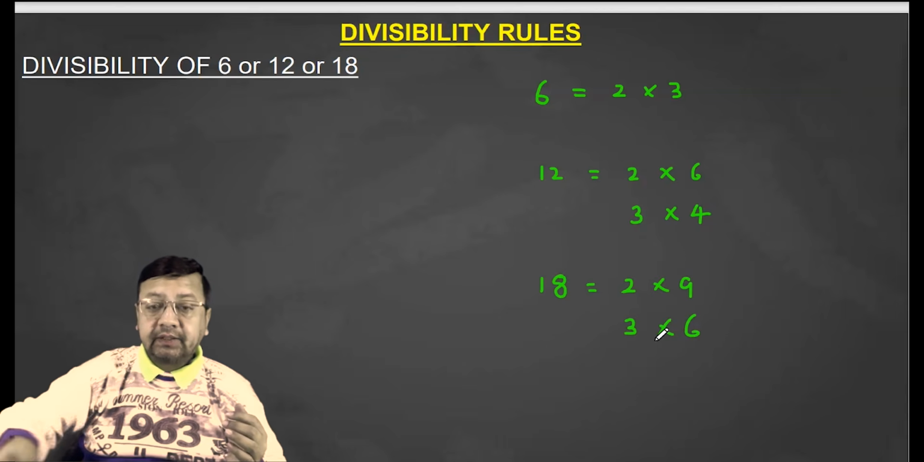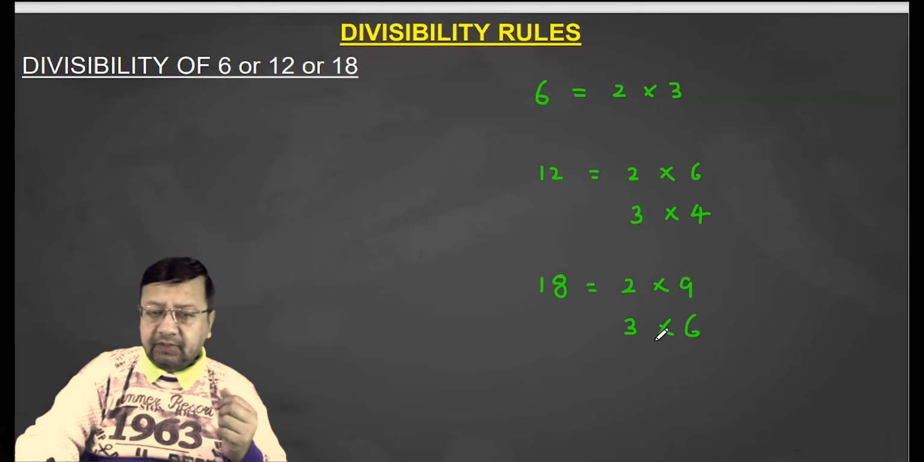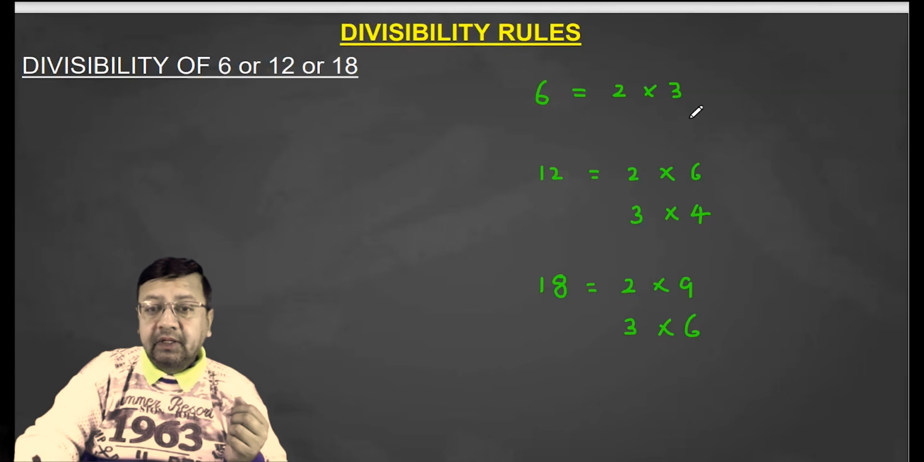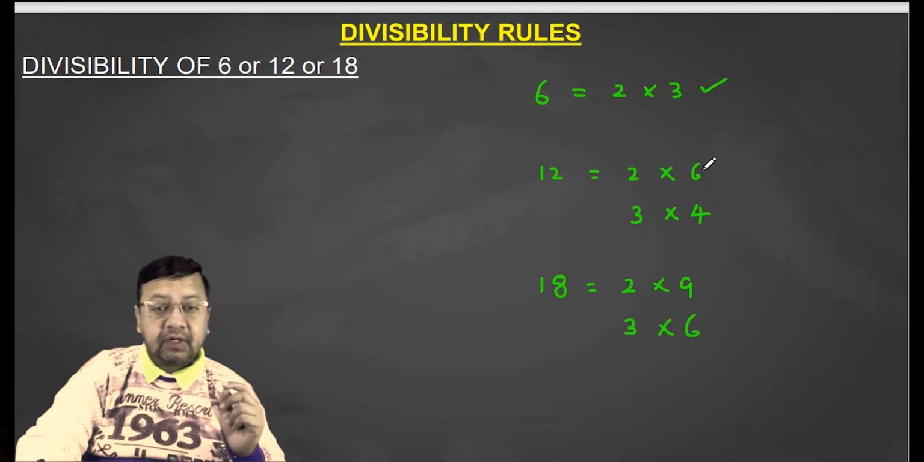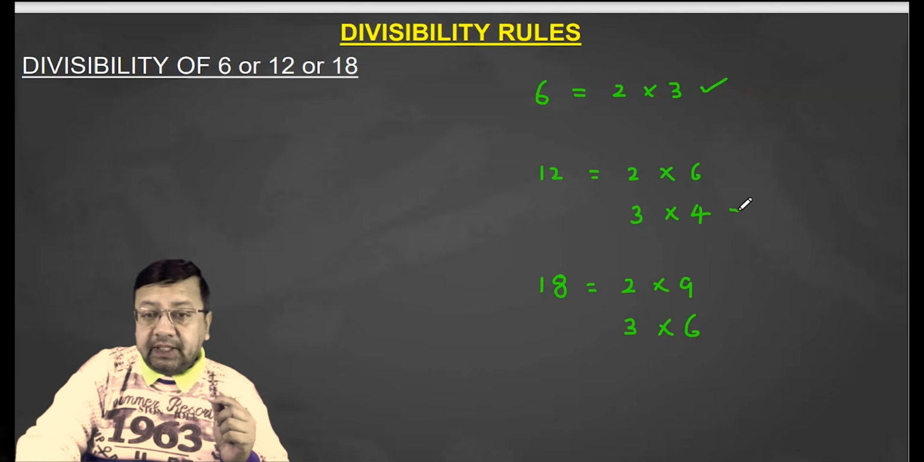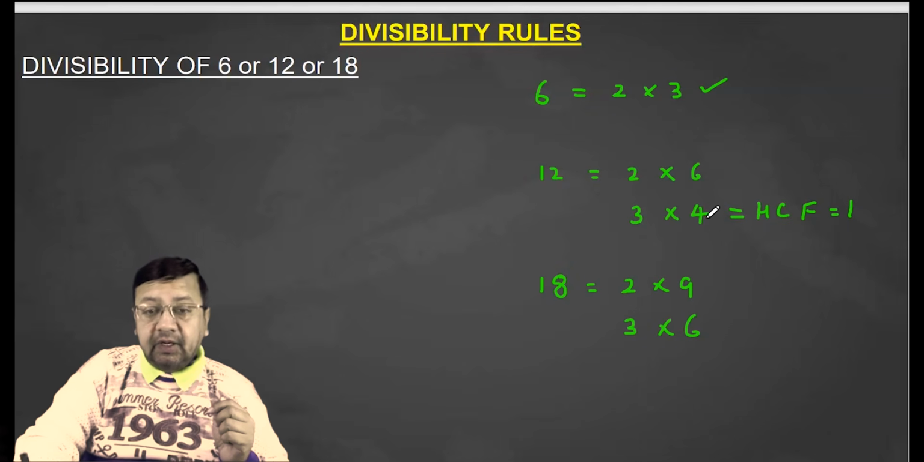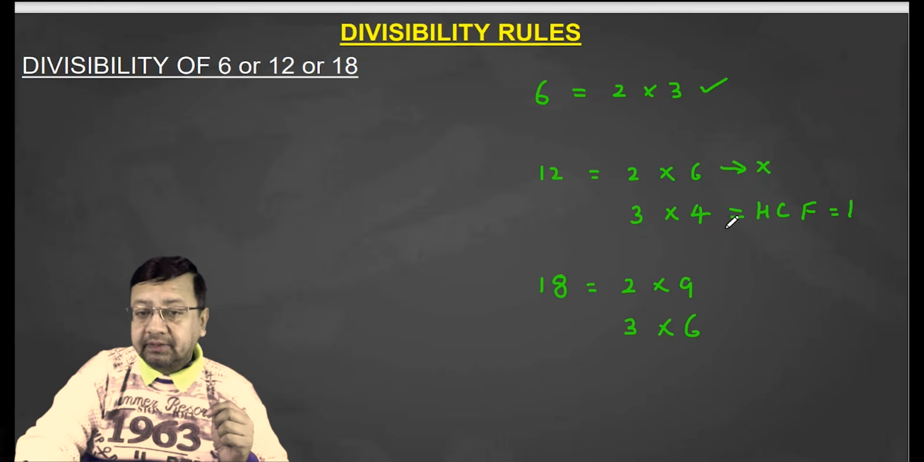So how to check the divisibility rule of these numbers where the number is broken down into multiple factors? For 6, because we have only one pair, we check for this only. But for 12, how to check? Whenever you have different pairs for one number, always take the pair where the highest common factor is 1. So we take 3 and 4 for checking the divisibility of 12, not 2 and 6. 2 and 6 will not be considered.